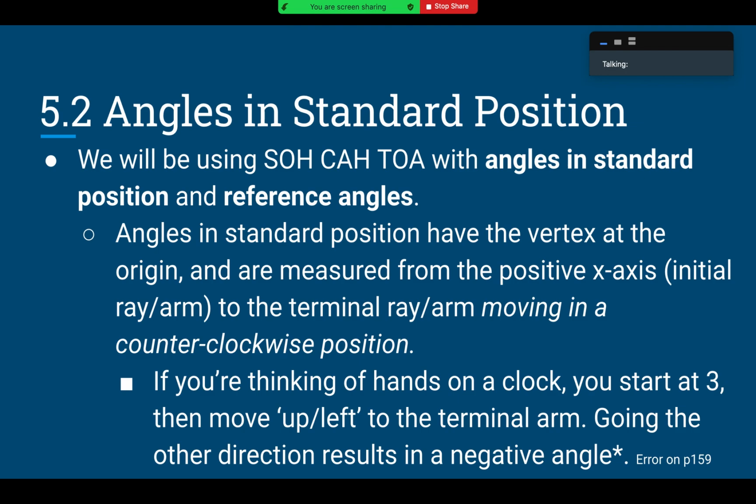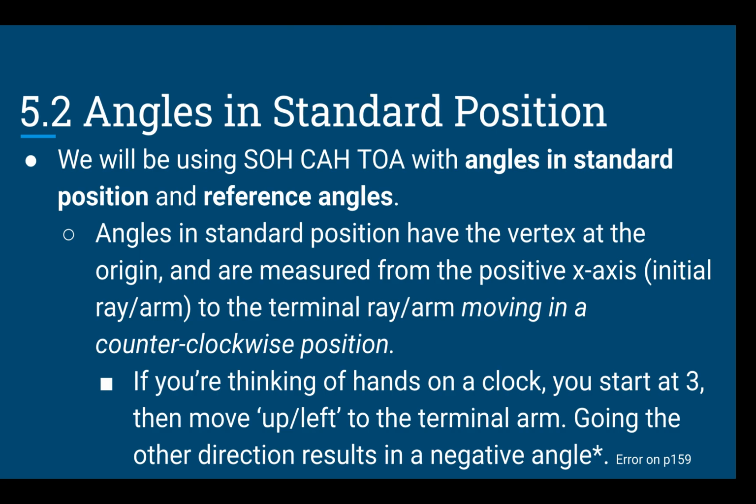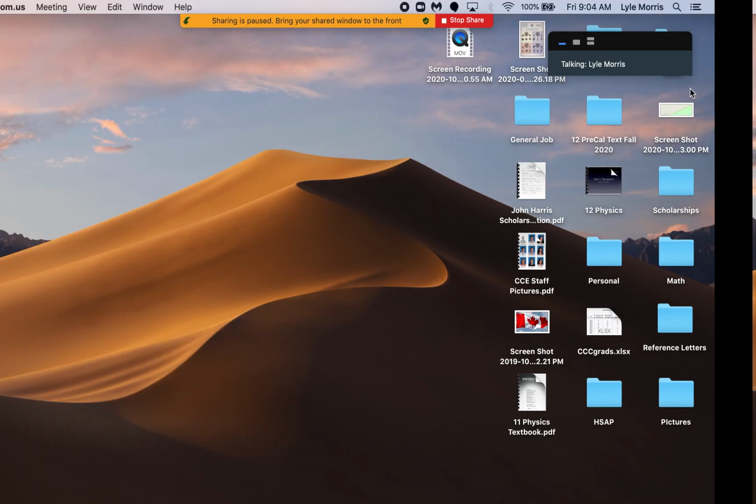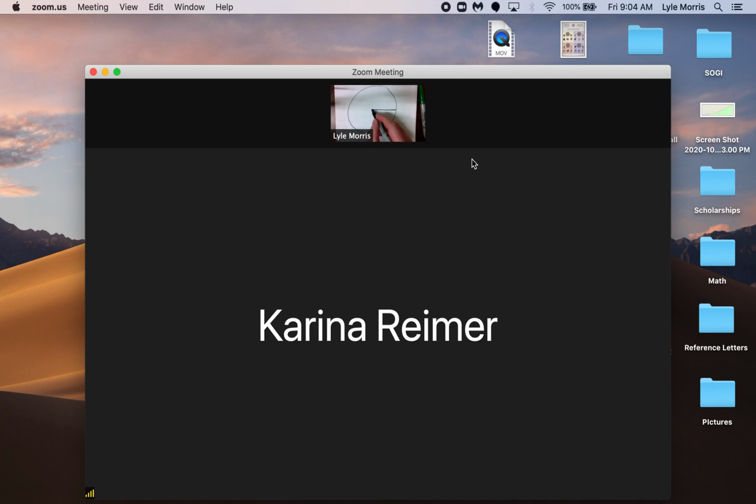Do you remember what SOHCAHTOA is? Yep. Okay, so sine, cosine, tangent. We're going to be using that, and we're going to change it a little bit. If I'm screen sharing, the initial ray starts at the vertex. This is the initial ray, and a positive angle goes in this direction. So if it's around 70 degrees, that is positive 70 degrees. This would be kind of the quadrants.